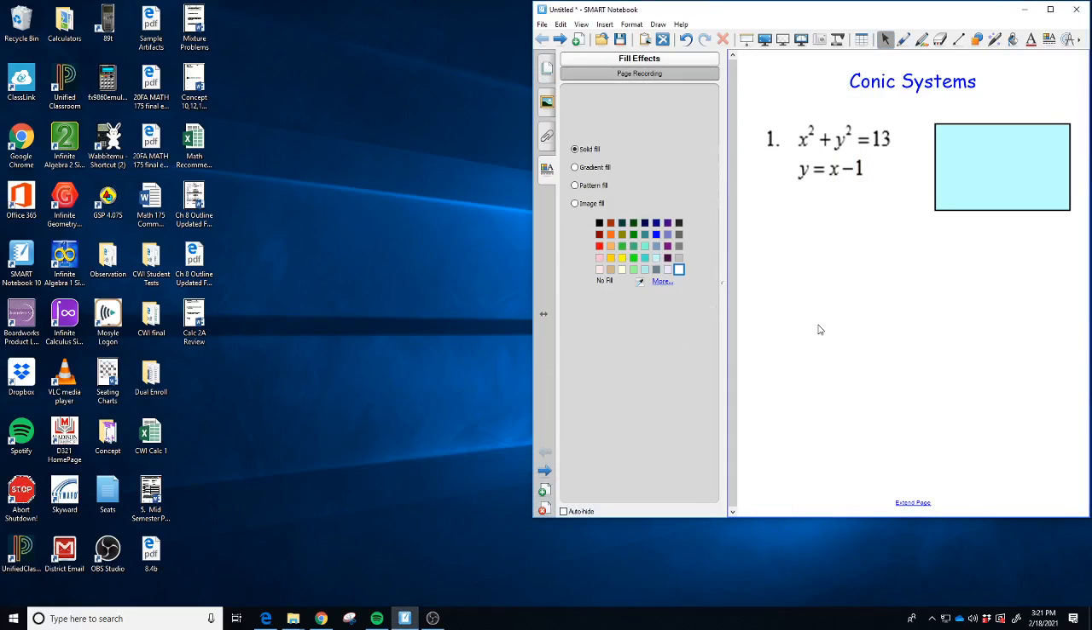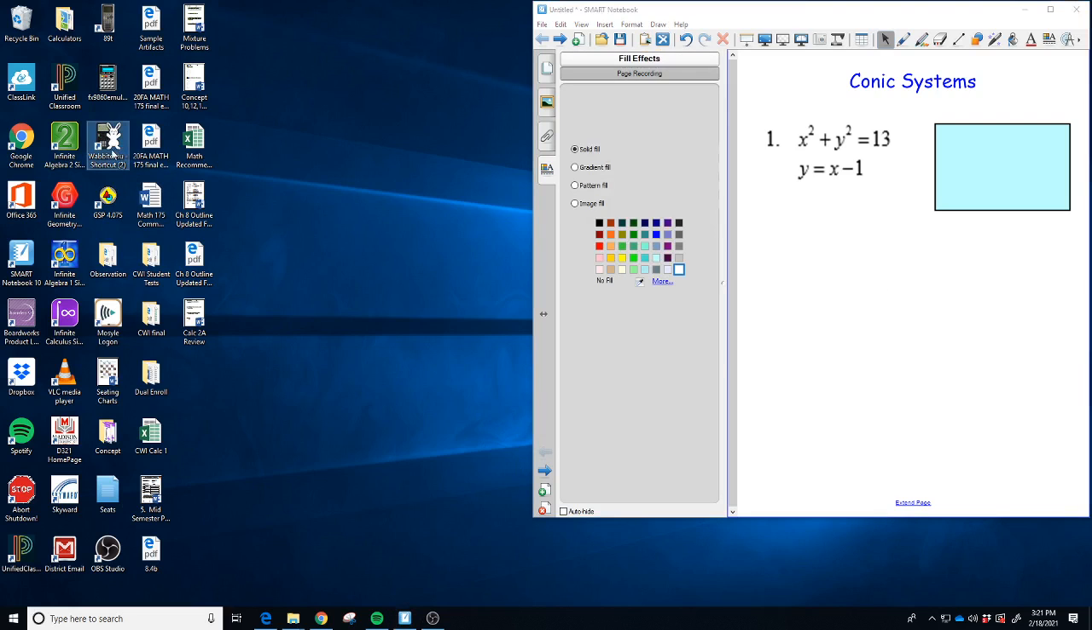All right, so we're going to look at how to solve conic systems, or basically we want to know where two conic sections, or a conic section and a line, intersect. So for example, we have x squared plus y squared equals 13 and y equals x minus 1, and we want to solve that system. So we're given a circle and a line, and we're going to use our graphing calculators to find where they intersect.